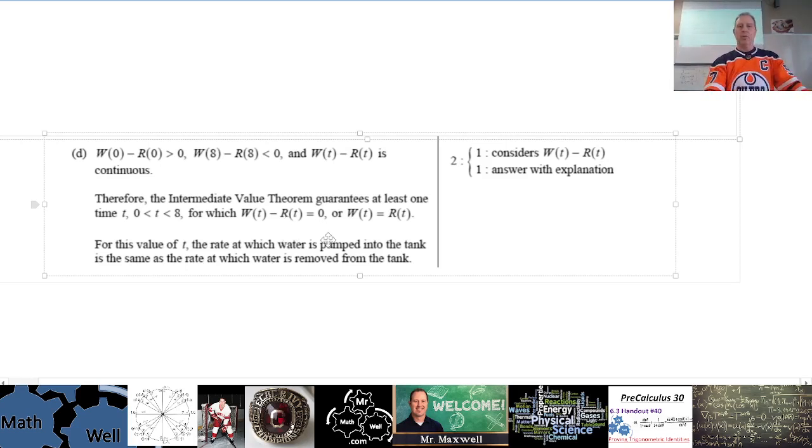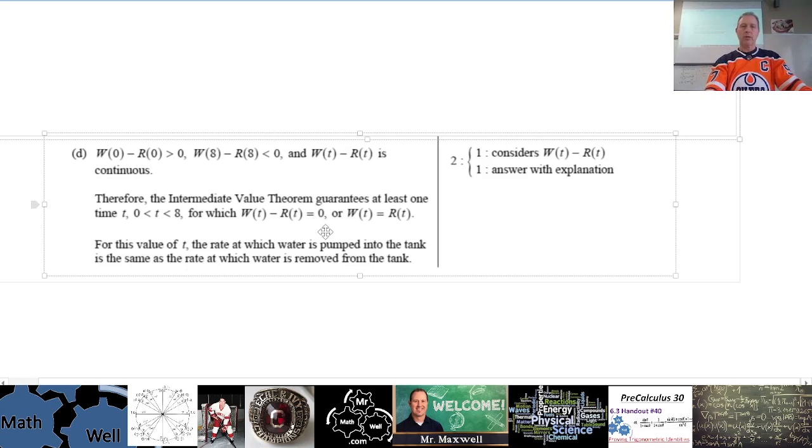So the intermediate value theorem guarantees that between the minimum and maximum, there are values in between those, right? For each value of x, there's a value that's somewhere in between there. It basically guarantees its continuity.